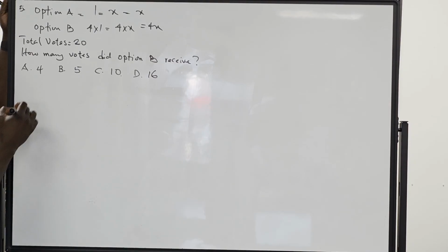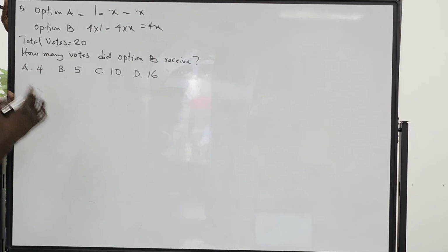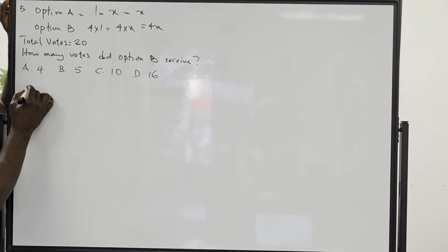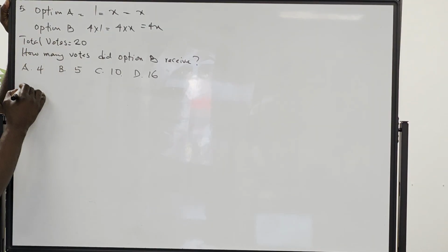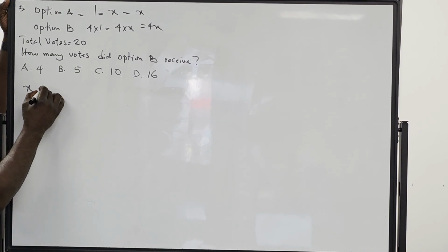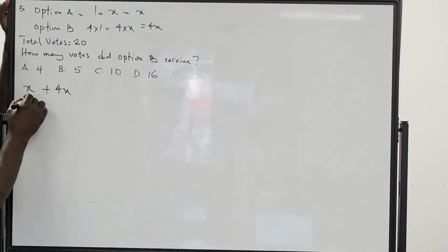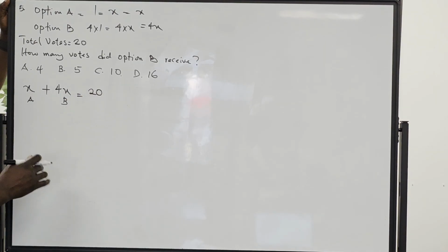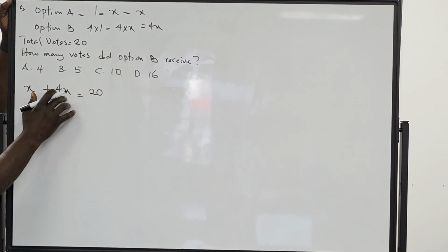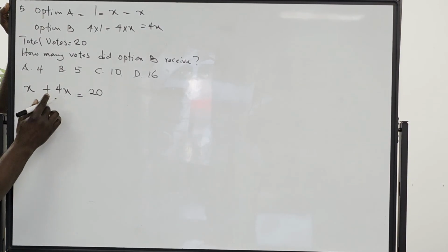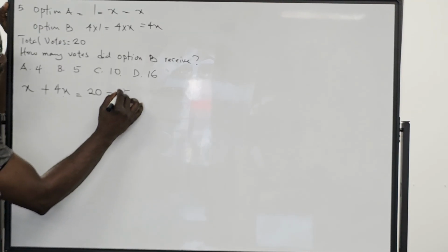So let's do the math. We know that option A votes and option B votes together is 20. I don't know how many votes they get, but let's call the vote of option A X. And option B vote is going to be 4X. Together, all the total votes is 20, right? So let's solve for X. X plus 4X is 5X.